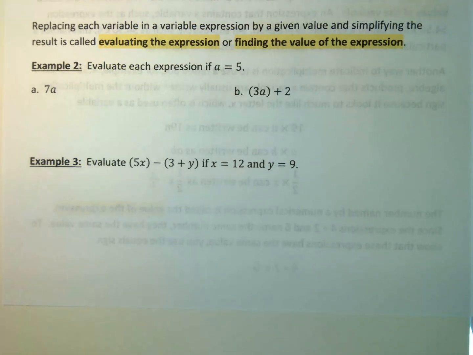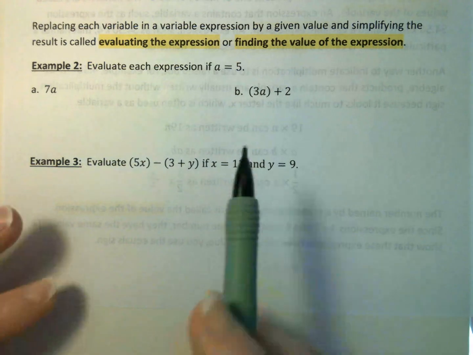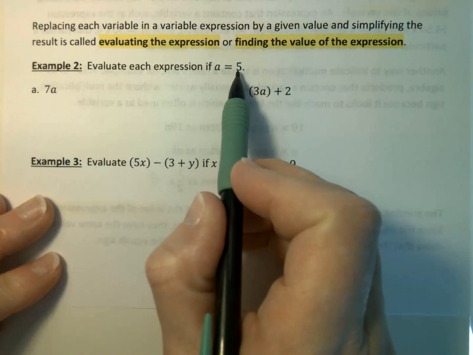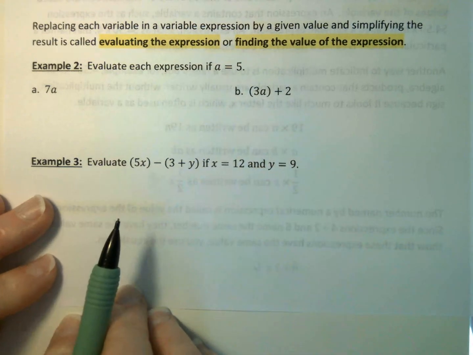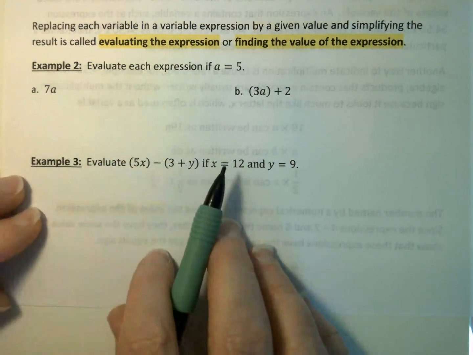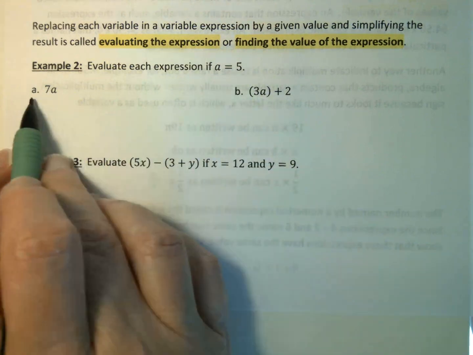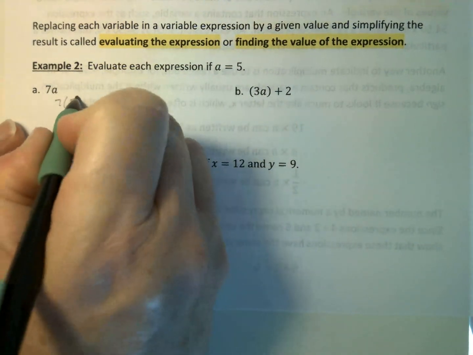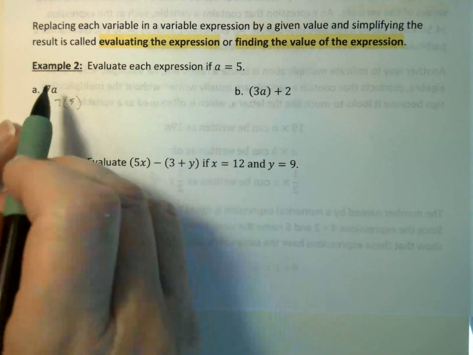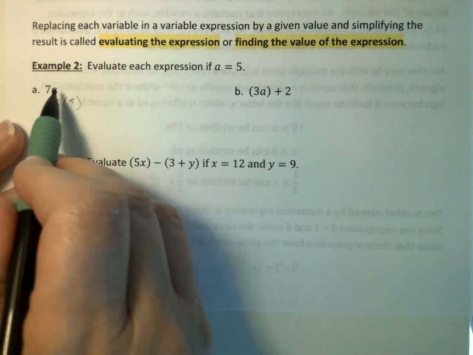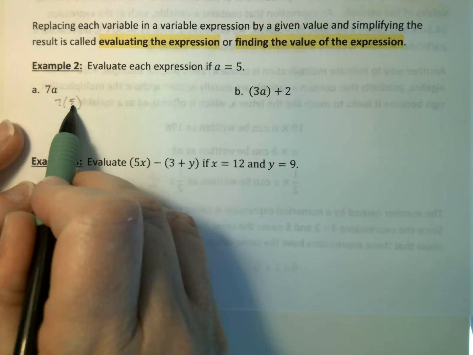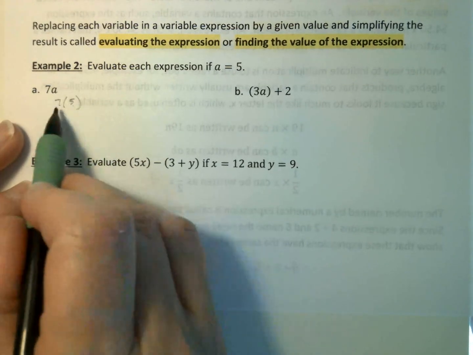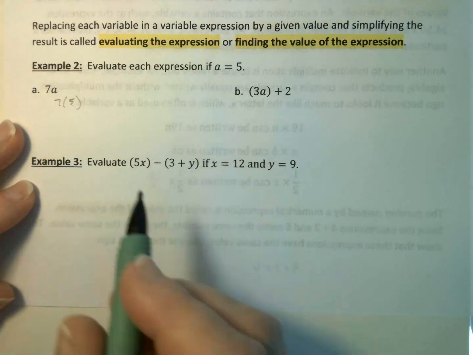So to put that in non-math terms, basically I'm using the substitution principle and I'm going to put the number in where the variable was. Here it says evaluate each expression if a is equal to 5. So I'm going to substitute a 5 in where the a was. Because this is multiplication, 7 times a, I put my 5 in parentheses. If I don't put the parentheses, it looks like 75. So I put it in parentheses just to remind myself that I'm multiplying.